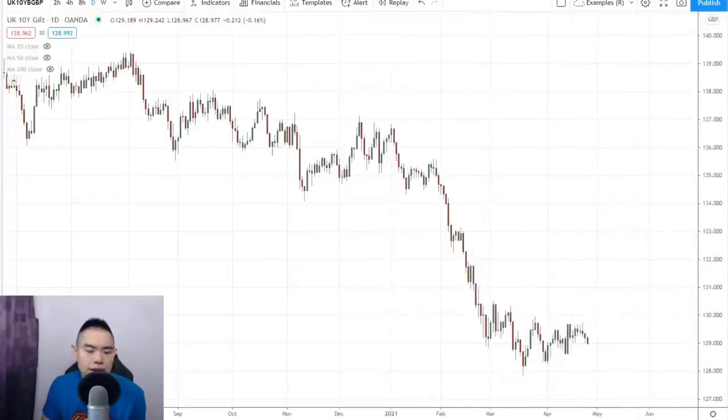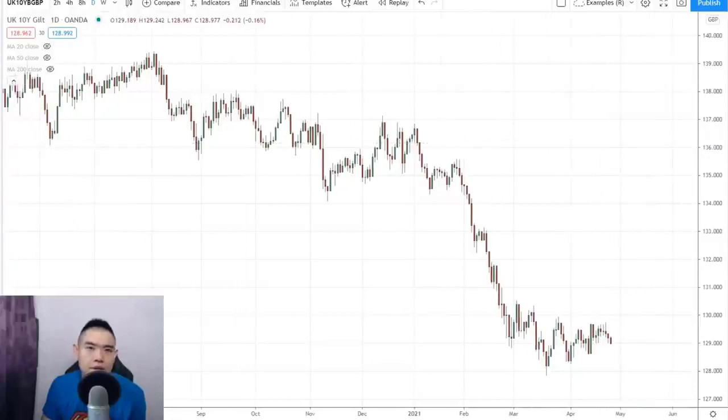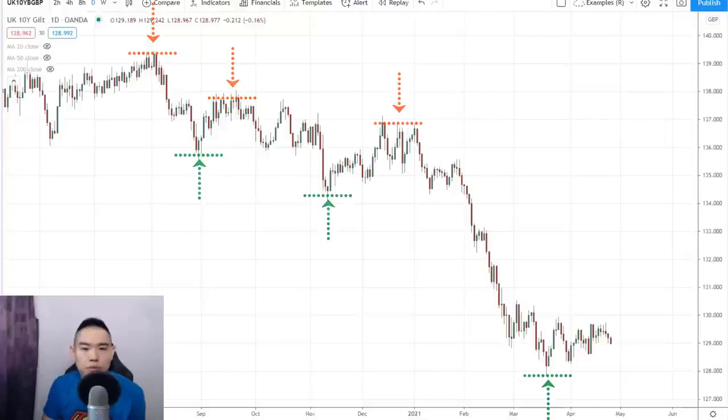So have a look at another example. This one again, UK 10-year gilt. If you look at this chart, is this in an uptrend, downtrend, or range? So look from left to right, you can see this market making a series of lower high, lower high, lower high, and lower low, lower low, lower low. Okay, now let's move on into something different.